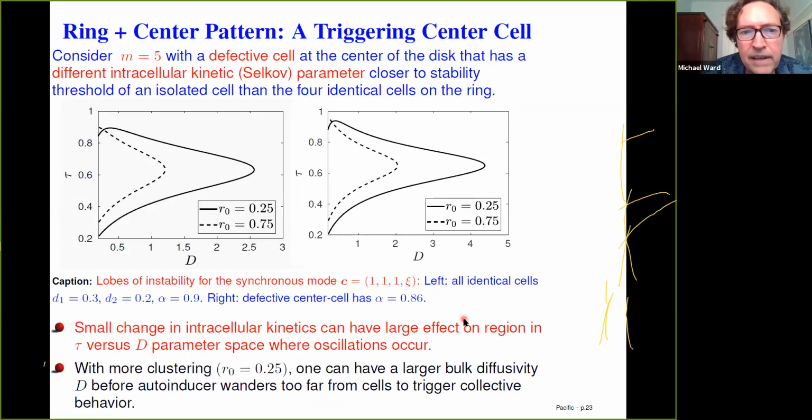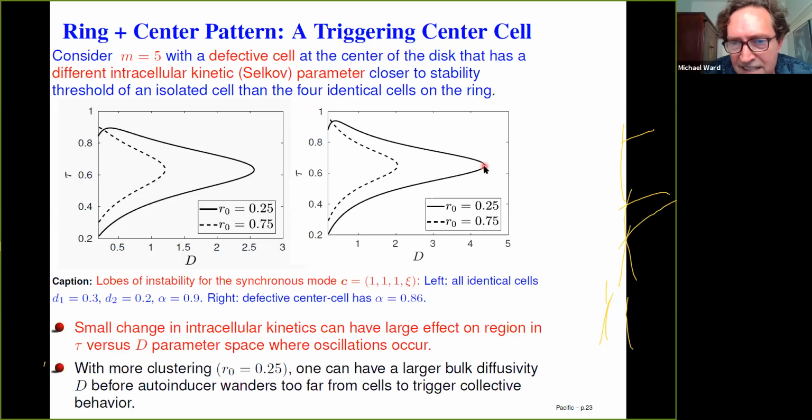Maybe I won't do this one, but you can say something also about what happens when you change the intracellular kinetic parameter. So the defective cell now is closer to going unstable when isolated. It's just a little bit above. Here is what happens for 2 values of the ring radii when they're identical cells. And here is what happens when the center cell is closer to going unstable when isolated. As you would expect, it's easier to trigger oscillations in the case where the center cell is defective.